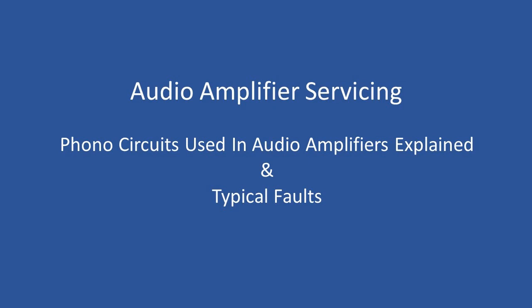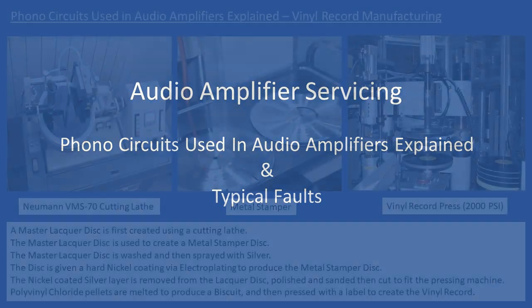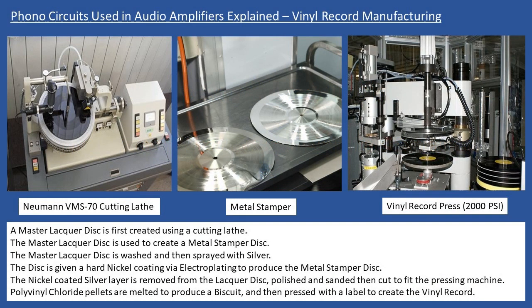Now, to begin with, it's very important that we cover the manufacturing of vinyl records. So what you see here are the cutting lathe and what we refer to as the metal stamper, and also a production press to produce literally hundreds of thousands of vinyl records, and we'll go into that in a little bit more detail now.